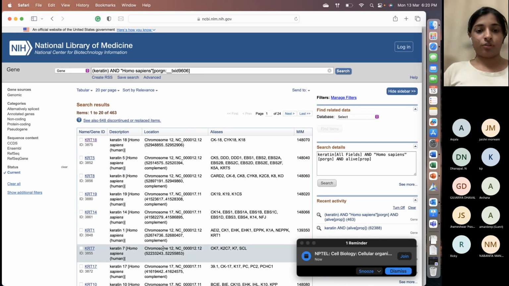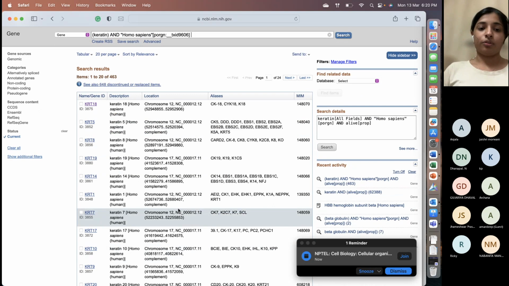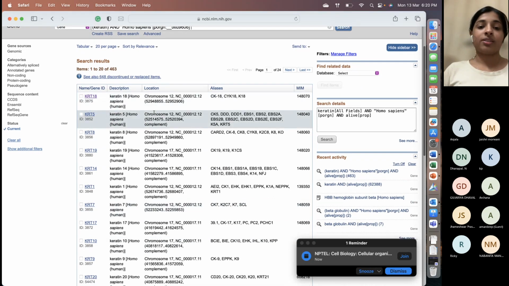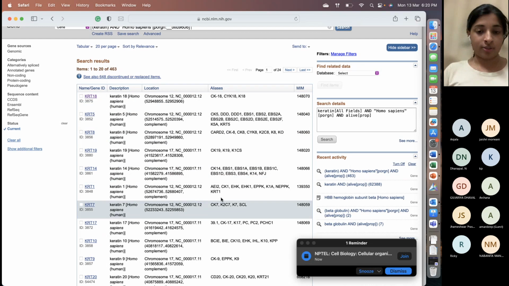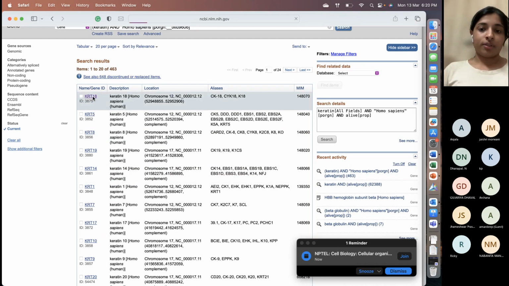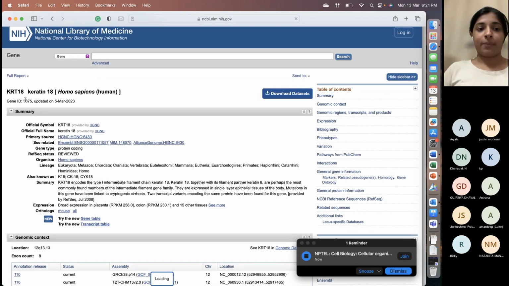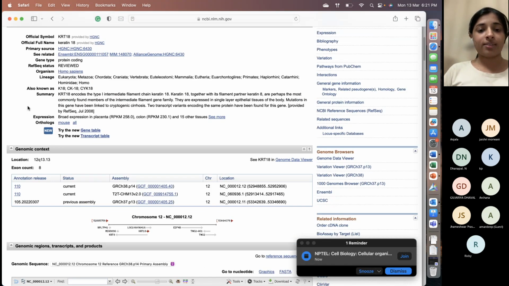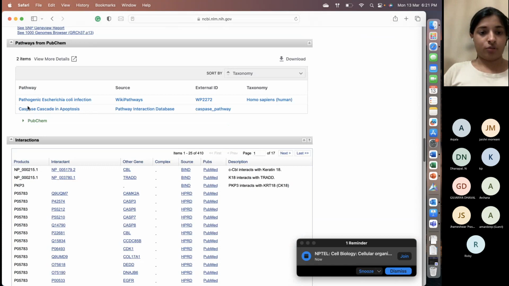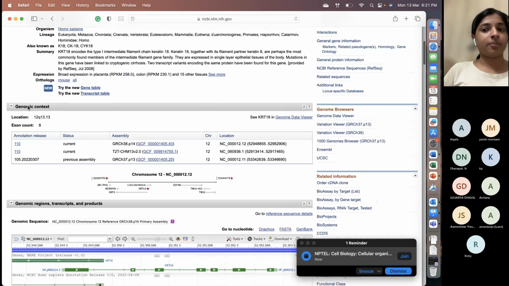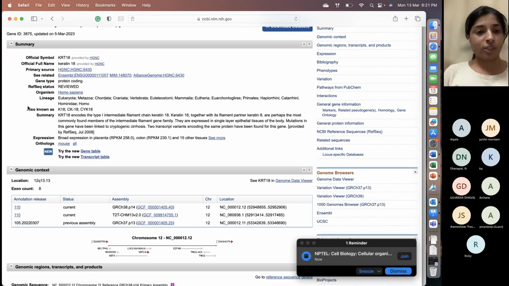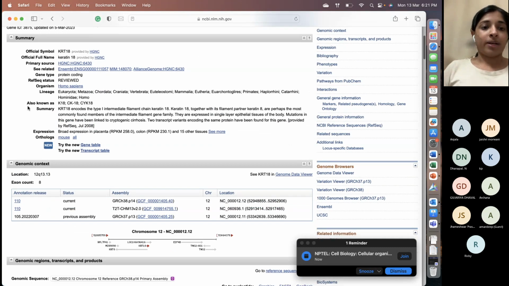And you can see it is showing a large number of keratin sequences that have been annotated by different authors. So the first one that is displayed over here has an ID of 3875. So again, if you just type in this ID, then you will get the entire information. And here you can see that it is a large page that has loaded, right? Very intimidating page. But the thing is that it contains all the information that is required by us.